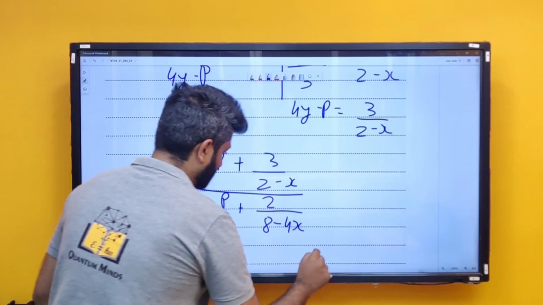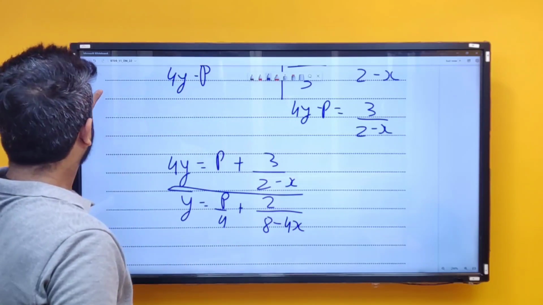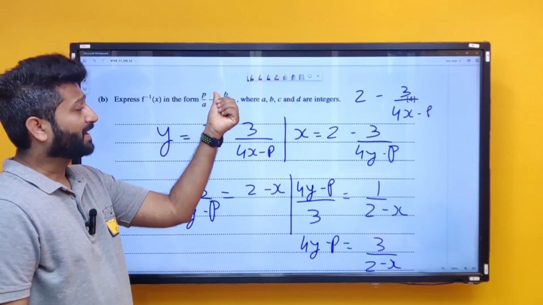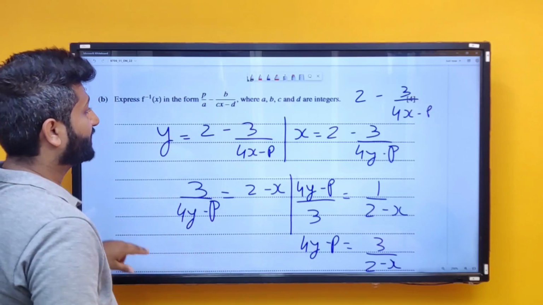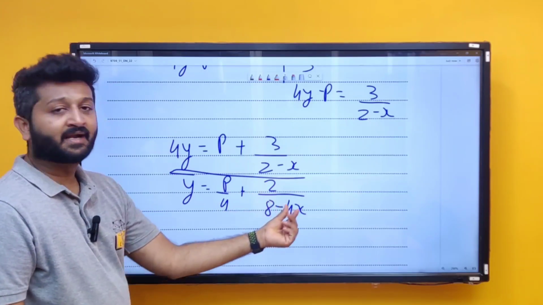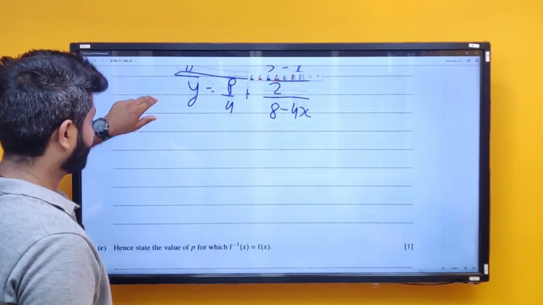This is my f inverse, right? See, this is in the exact same form: p by a minus b over c x minus d, where a, b, c, d are integers. So this is my a, this is b, c and d. This is my final answer.